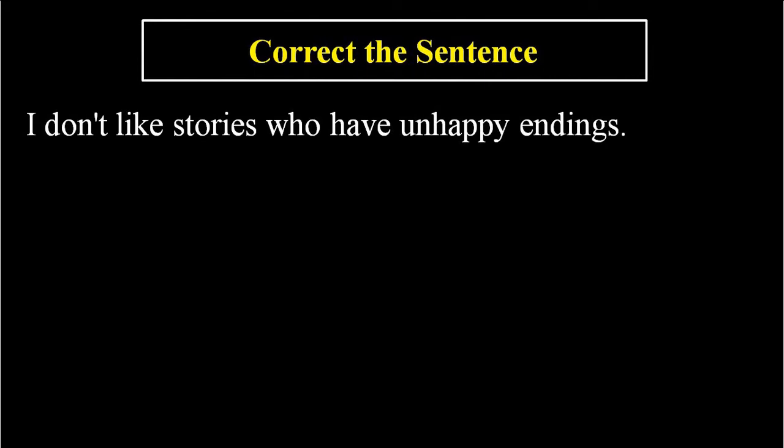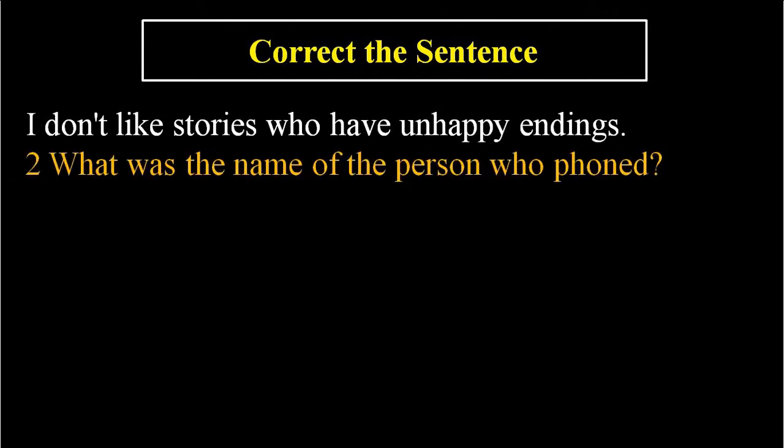Who, right? Because stories is not a human being, that's why they have an unhappy ending. So who is incorrect? What was the name of the person who phoned? Alright. What was the name of the person who phoned? What is the error? No error. Why? Because the person is a human being, that's why who is okay.